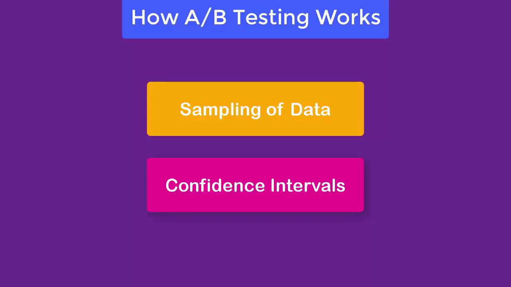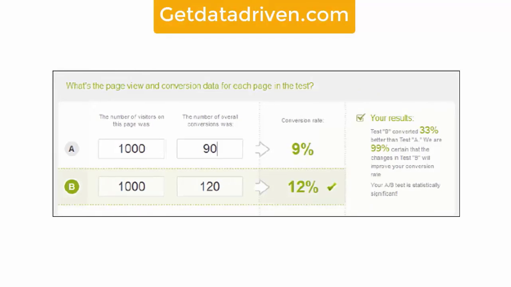Now if we divide the difference by the control variation rate, 10% divided by 10% is equal to 1, that is 100%. It shows an improvement of 100%. Hence, we can say that A/B testing is a technique based on mathematical methods and analysis. There are various online tools that can be used to calculate A/B significance. One such example is getdatadriven.com.